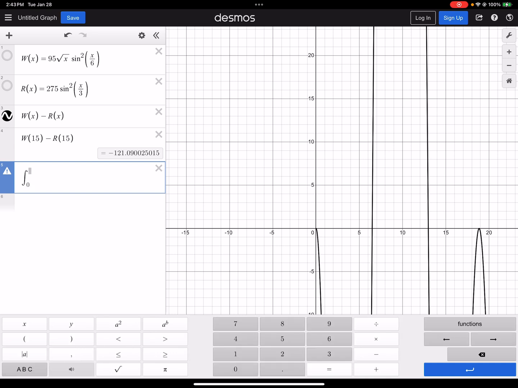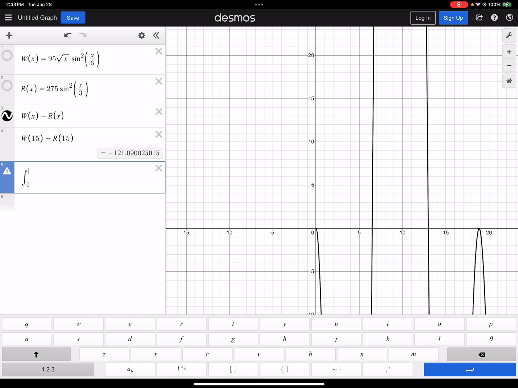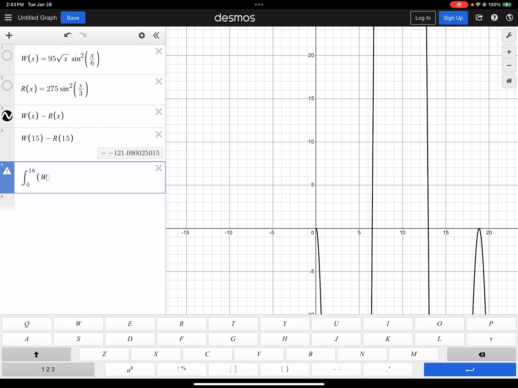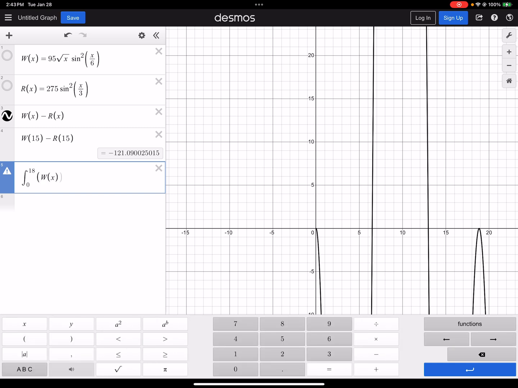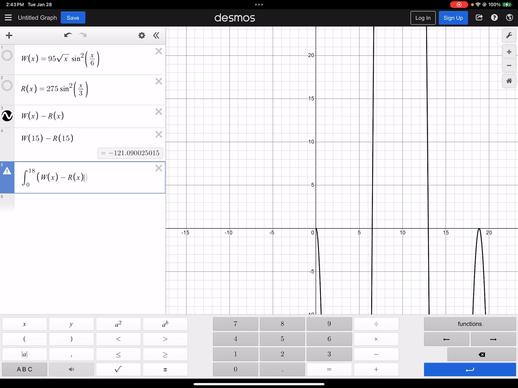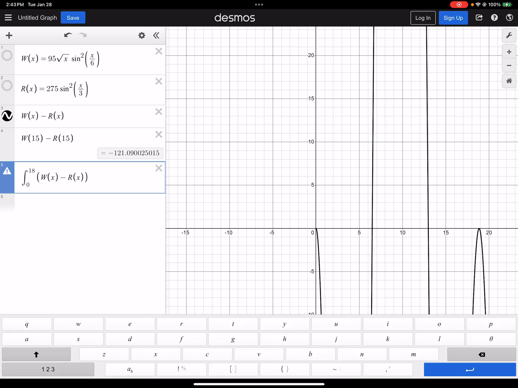So that's 0 up to... it's hard to click. I guess I'll have to use the arrow key. Unfortunate. So now in the integral, and I should put parentheses here, I'm going to put w of x, which is my rate in, minus r of x, which is my rate out. And I'm going to put a dx, right? Because if I don't put dx, nothing happens. So dx, and there is my calculation.